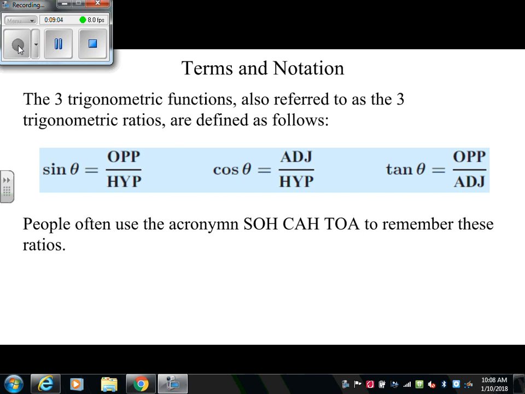Cosine takes adjacent over hypotenuse, so the side next to our angle theta. And then finally, tangent, again, looks at our angle theta, one of our non-right angles, and puts the opposite over the adjacent.